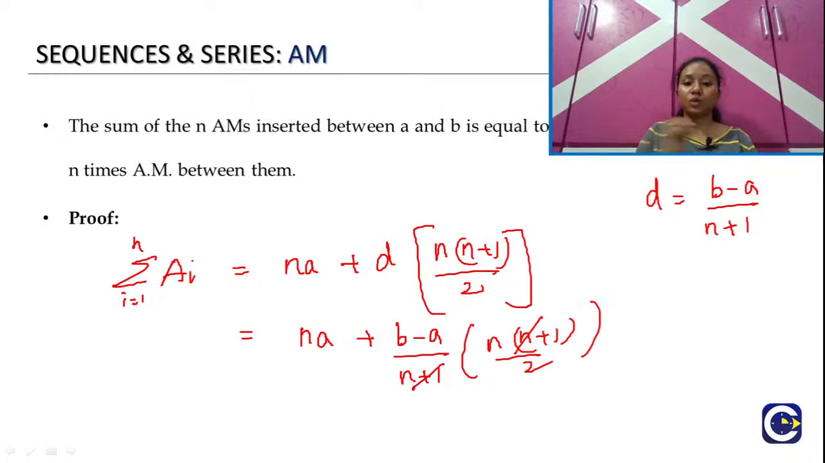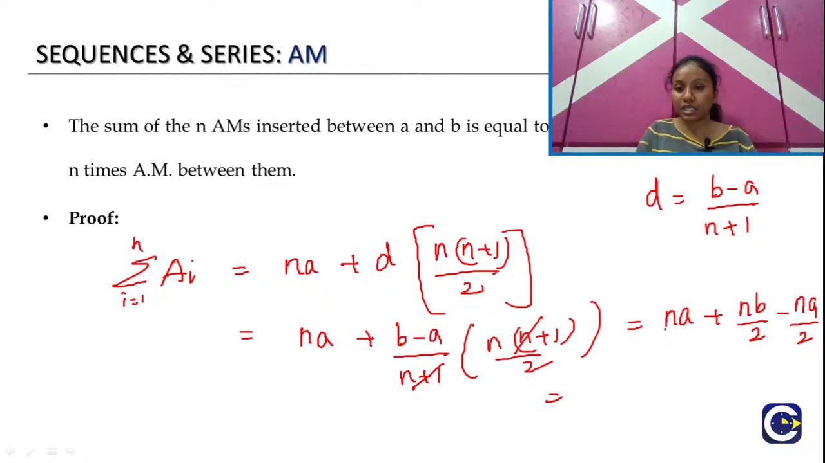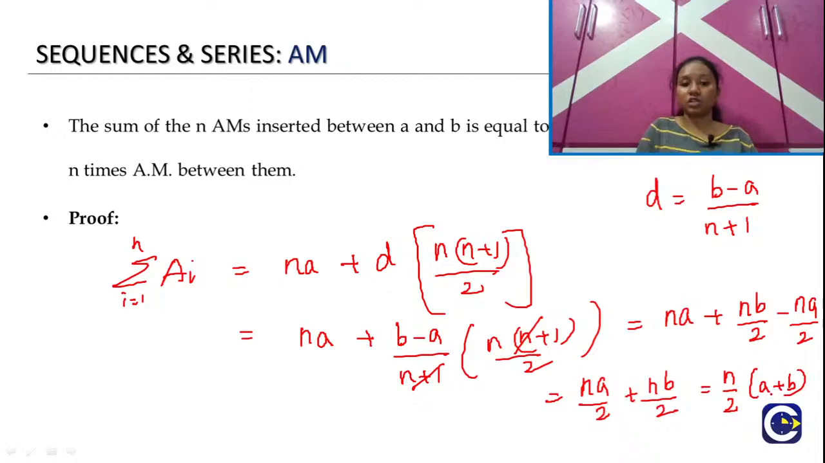So this n plus 1 and n plus 1 will get cancelled, and we are going to remain with NA plus NB by 2 minus NA by 2. Now as it's NA minus NA by 2, it will be NA by 2 plus NB by 2. So from here n by 2 can be taken common, so n by 2 into A plus B. So now this sigma AI, where I is from 1 to n, will be equal to n into A plus B by 2.